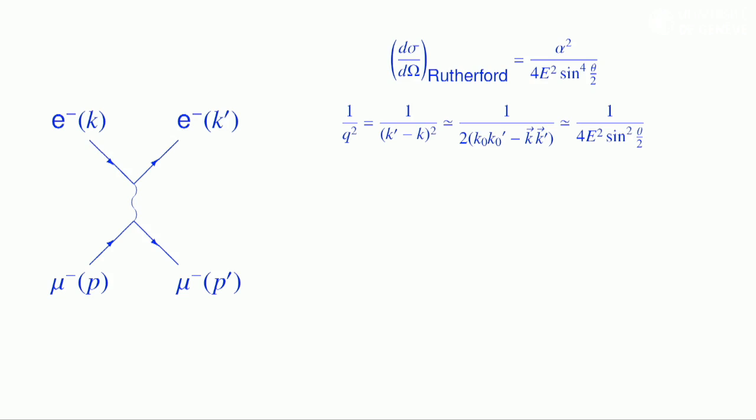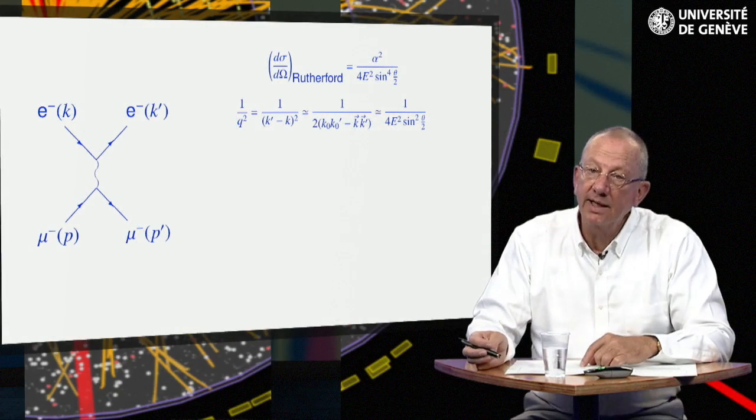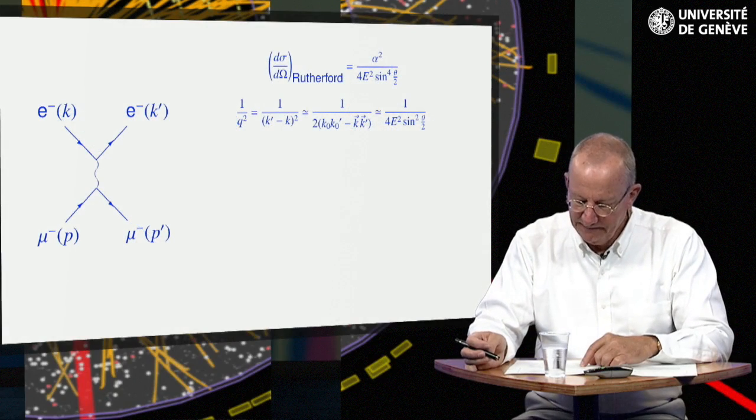Also ignoring the spin of the incoming electron and neglecting its mass, we obtain the formula shown here, the Rutherford cross-section, which we already encountered in video 1.4. As usual, the factor alpha squared comes from the two electromagnetic vertices. The denominator contains the square of the characteristic energy. It results from the propagator of the virtual photon, 1 over q squared, and you can easily verify this in the approximation that the mass of the electron is negligible, as I did here.